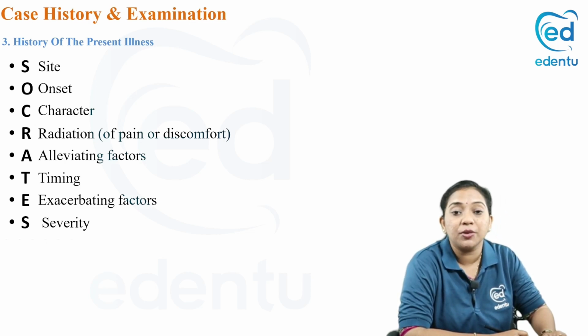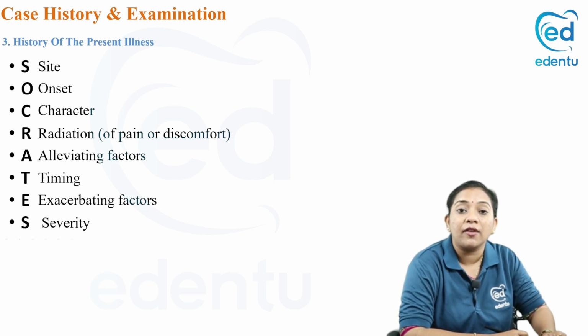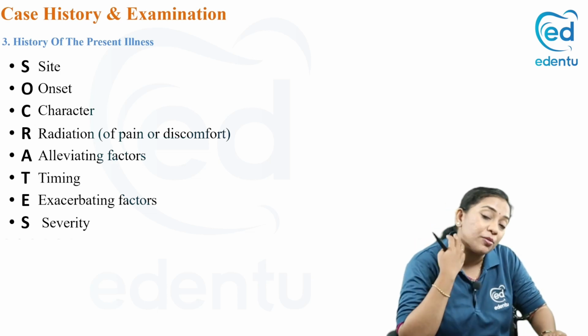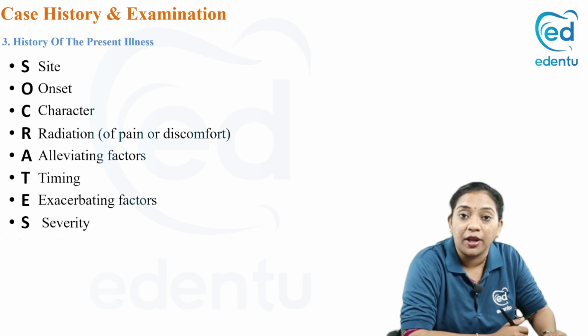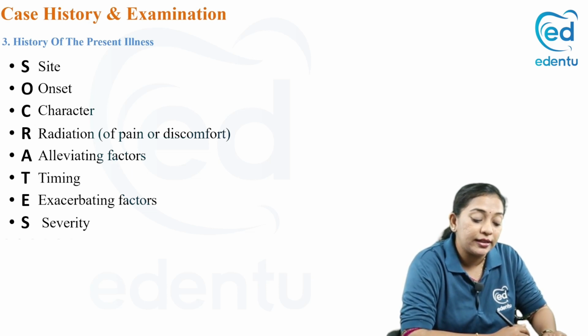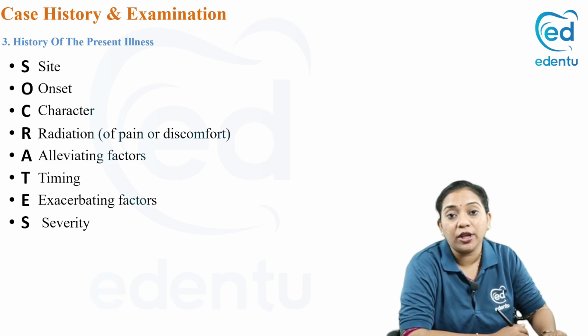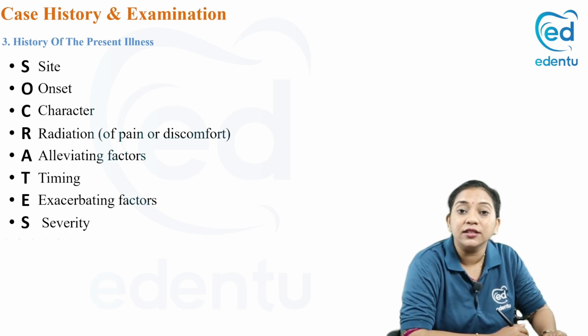Radiation means if the patient is saying that when I'm having a toothache, I'm having a pain over my ear also, or over my neck also, that is a radiating pain. So that has to be included. Then the alleviating factors means sometimes some patients can say that whenever I'm having food, the pain is relieved. Timing, I'm having pain only in the morning hours or at night. That is the timing. We have to be specific at what time the pain is occurring.